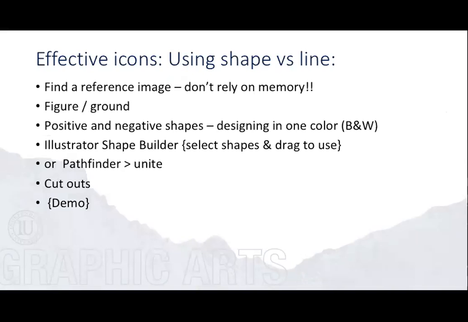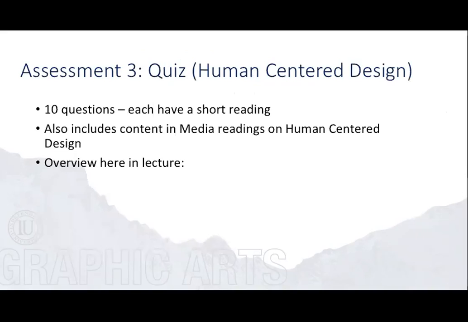Think about the figure ground, positive and negative shapes, designing in one color just to see how the positive and the negative space work together. In Illustrator, use the Shape Builder: select shapes and drag to use. You can also use the Pathfinder to unite the shapes together, as well as do cutouts. I showed a demo yesterday of some things you could play around with when starting your icons. We'll take a look in a little more detail today.